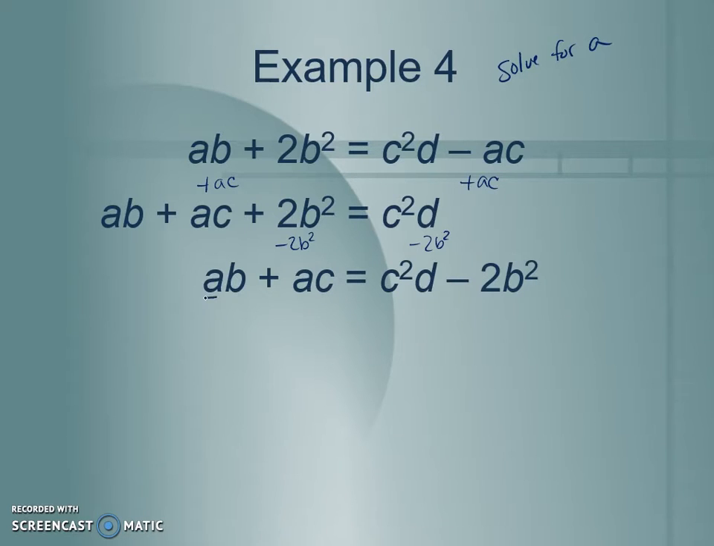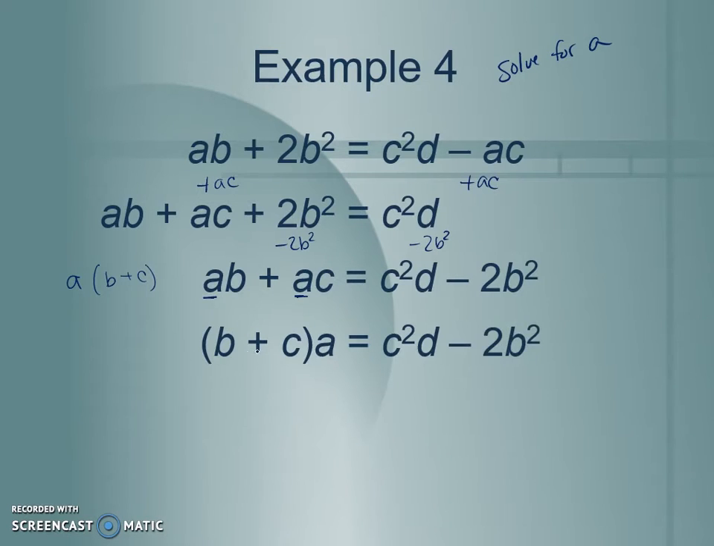Now I'm still trying to get a all by itself. So here I'm seeing, oh, well, I can kind of do that reverse distributive property. I can pull that a out. So it'd be like I'm taking my a times a b plus a c. So I have b plus c times a equals c squared d minus 2b squared. Our very last step then to get this a all by itself is to just divide by b plus c.